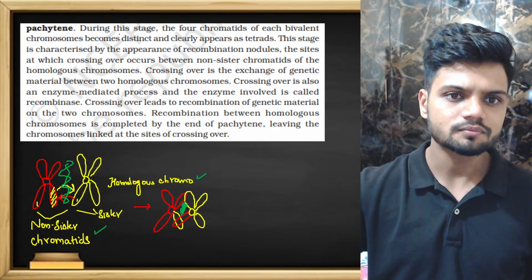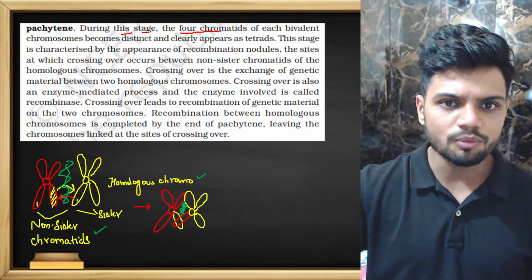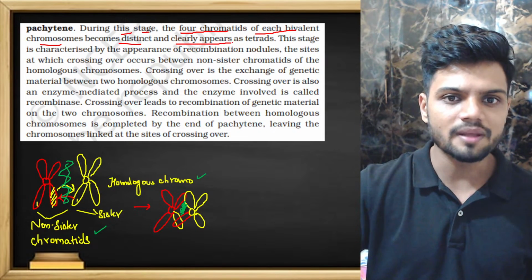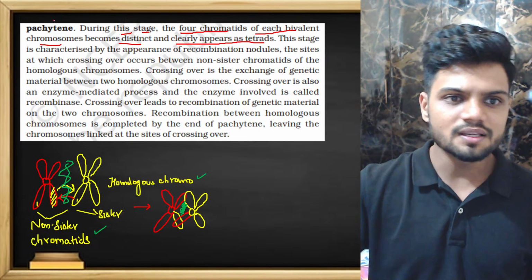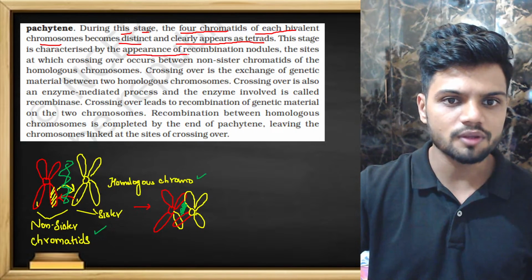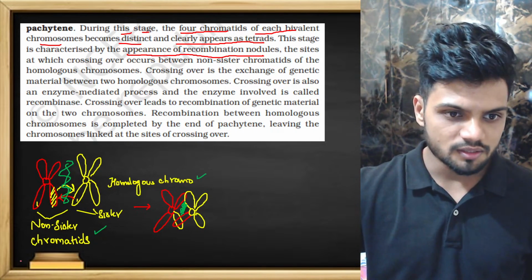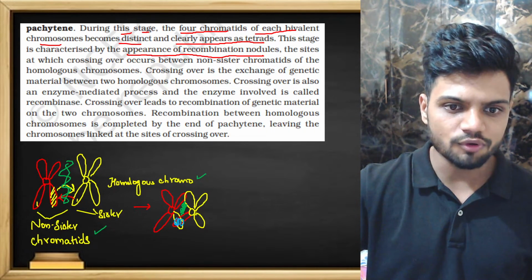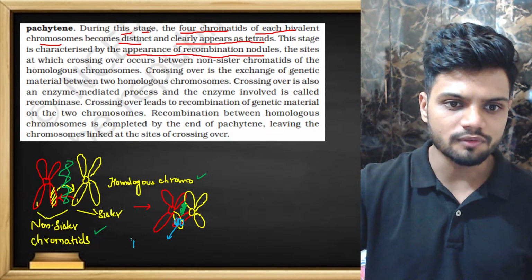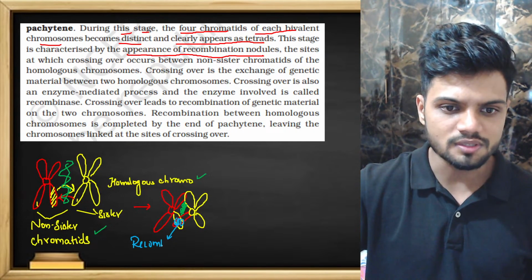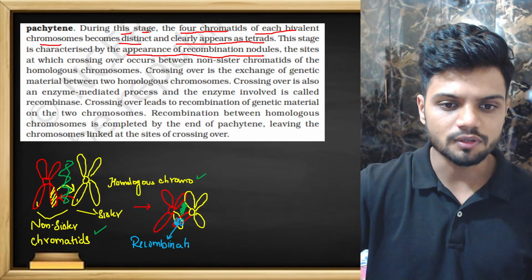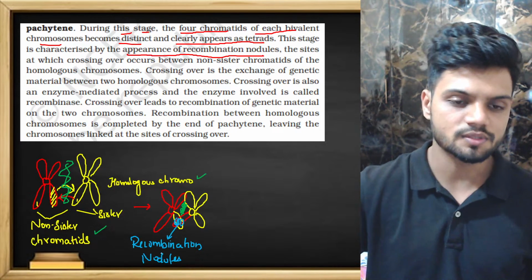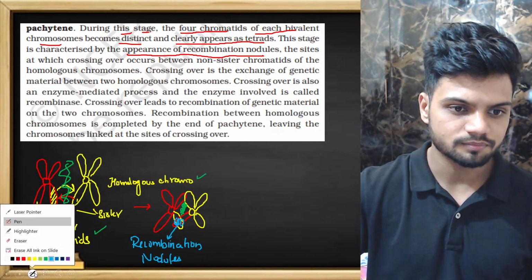Read what is given here. During this stage, four chromatids of each bivalent of chromosome become distinct and clearly appear as tetrad. I told you, pachytene stage, right? This stage is characterized by appearance of recombination nodules. Since crossing over is happening here, at the site of crossing over we have the recombination nodules.